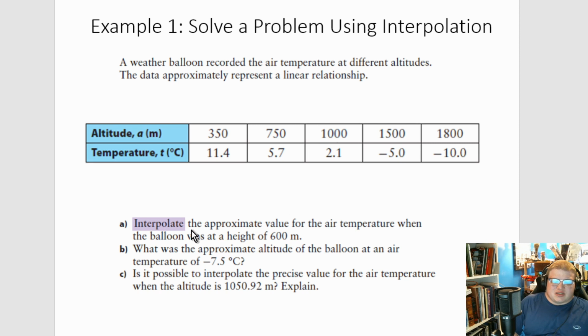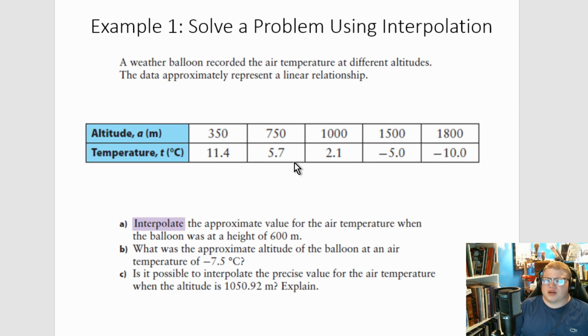So in this case, interpolate the approximate value for the air temperature when the balloon was at the height of 600. So they're just giving us a height or giving us altitude and asking us to approximate the temperature. If we look at this data, we can see we're given altitude in meters, so 350, 750, 1,000, 1,500. And we're given temperature in Celsius. So you have 11.4 Celsius, 5.7, 2.1, -5, and -10.